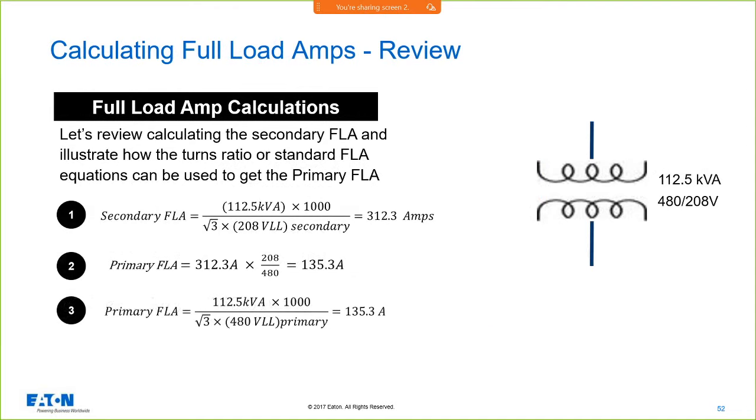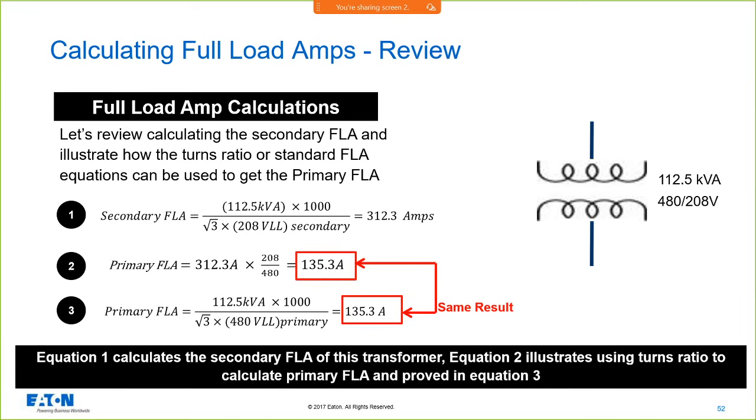Okay, so secondary full load amps, 312, primary. And this just shows you about if you're using the turns ratio. If I calculated my secondary of 312, I multiply that by 208, divide that by 480, I get 135.3. If I do it the long way, I get 135.3. So you only need to calculate one time and then just reflect via the voltages. Makes life a lot simpler. They're the exact same answer.